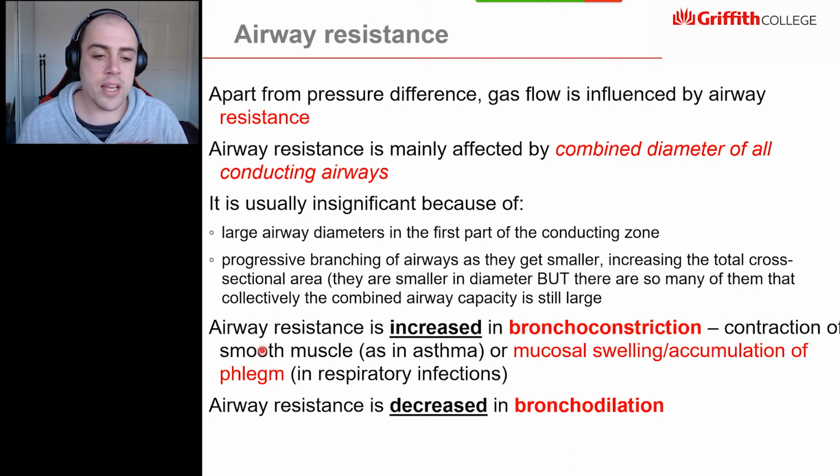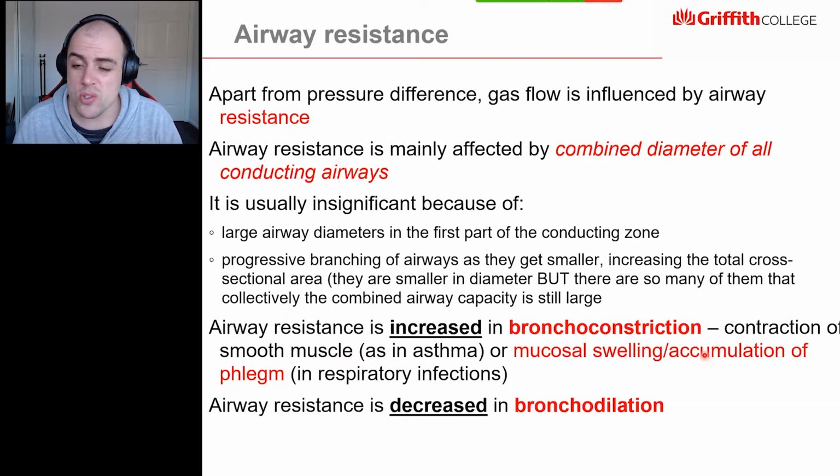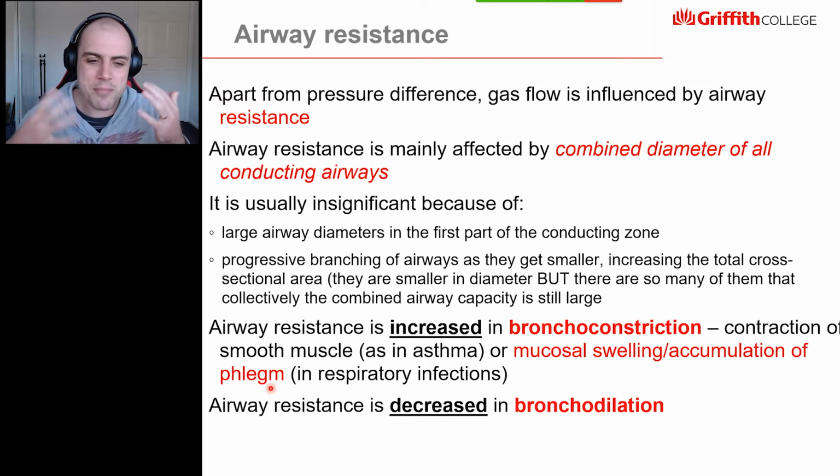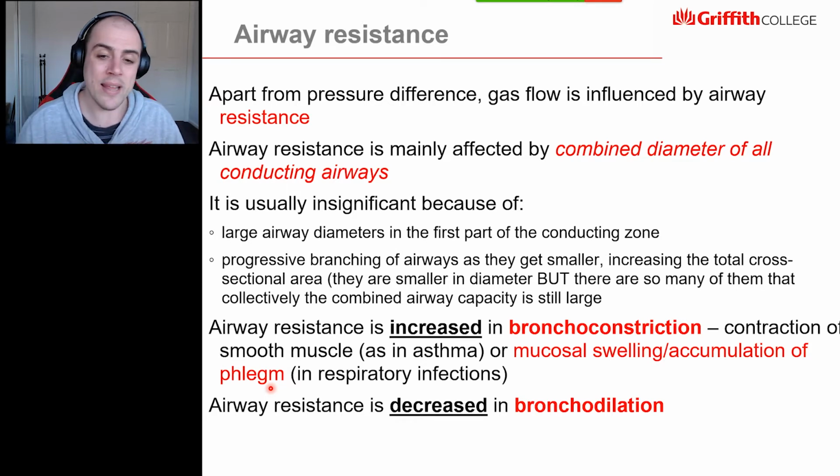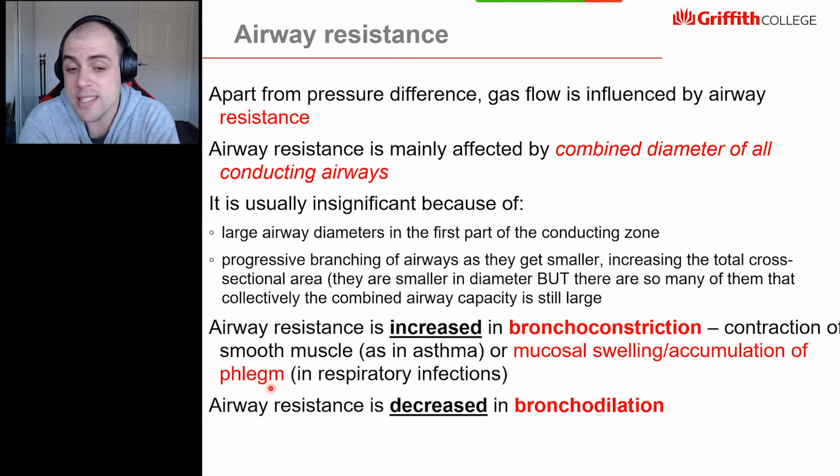Another thing which can cause an increase in airway resistance, which for the most part is unwanted, would be mucosal swelling or accumulation of phlegm. So let's say we've got a chest infection and a heap of mucus in our chest. It can make it really hard to breathe and move air in. We have to try harder to put that air in there because all of that mucus is causing increased resistance. And of course, as I mentioned, bronchoconstriction also causes an increase in our airway resistance.